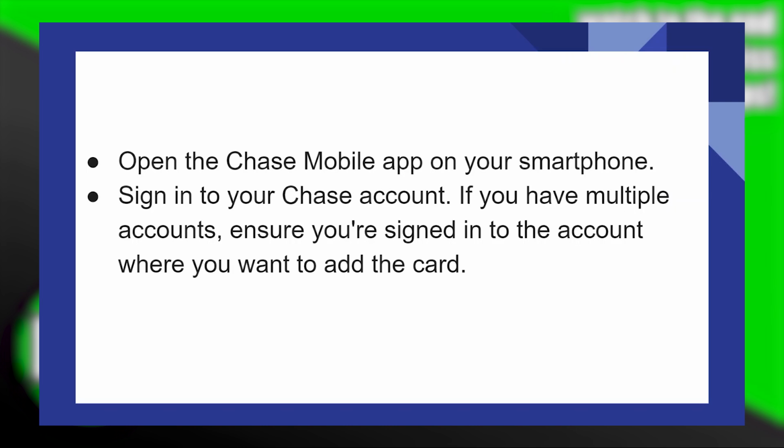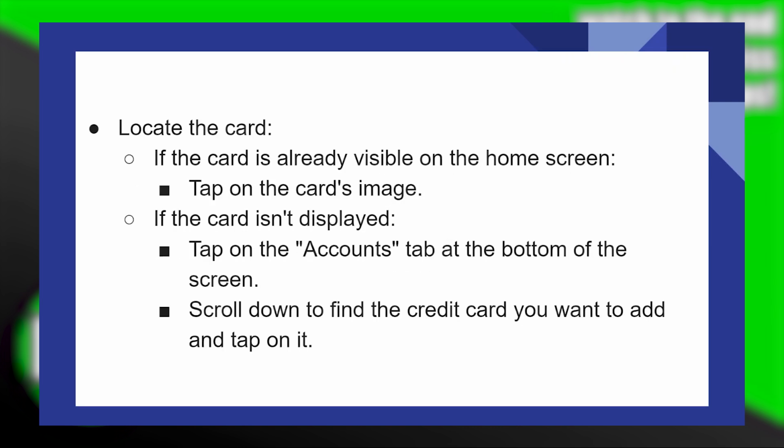If you have multiple accounts, ensure you're signed in to the account where you want to add the card. Then locate the card. If the card is already visible on the home screen, tap on the card's image. If the card isn't displayed, tap on the Accounts tab at the bottom of the screen. Now scroll down to find the credit card you want to add and tap on it.